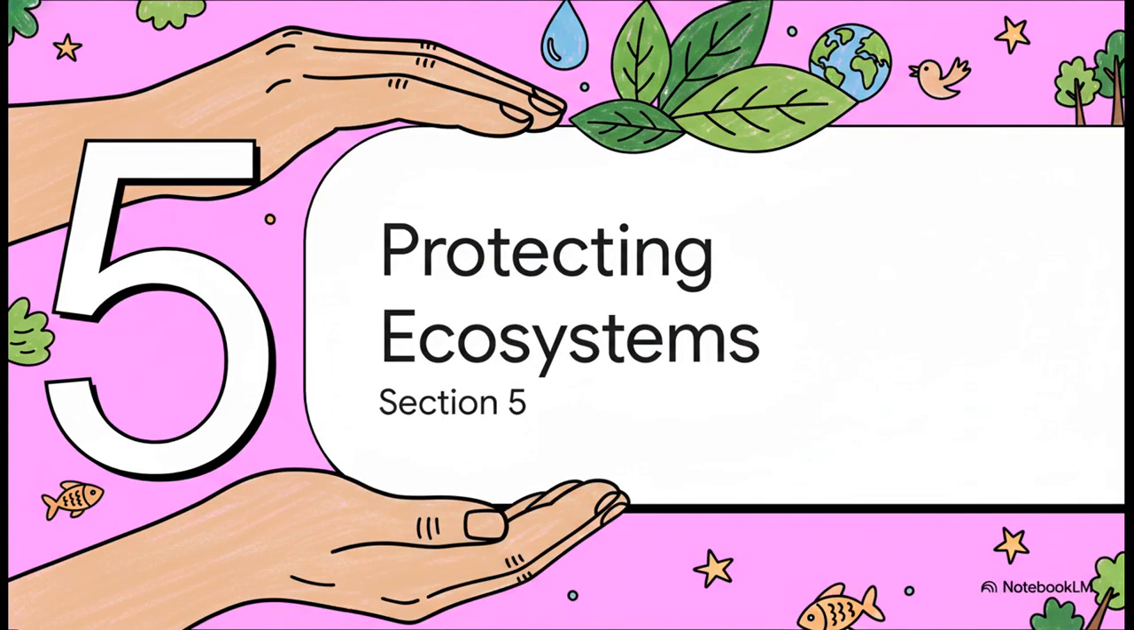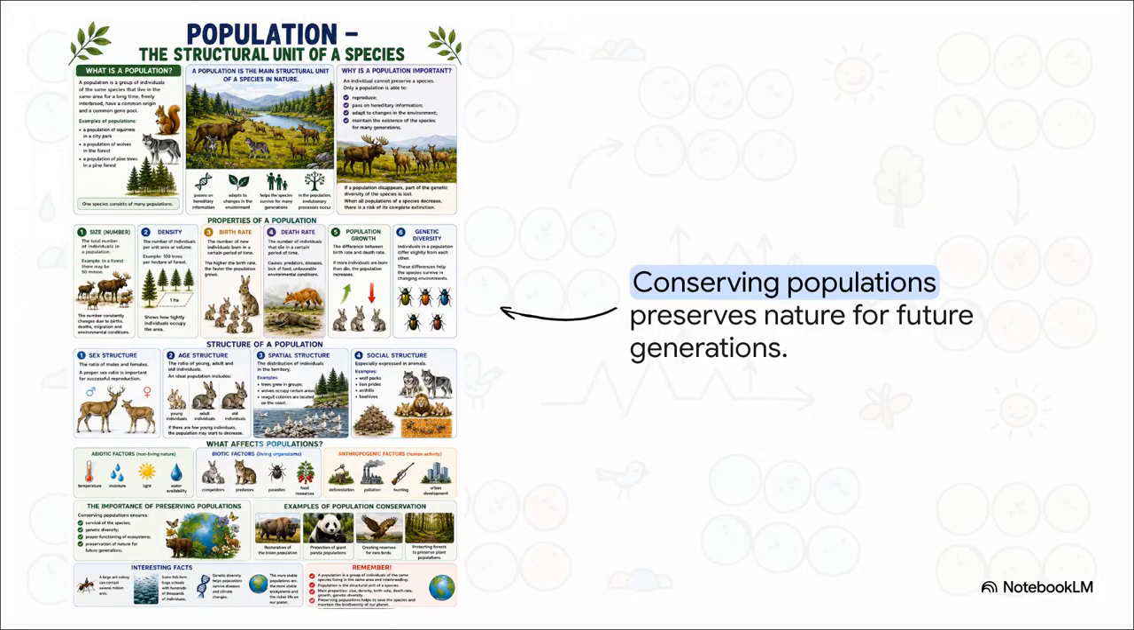Which brings us to Section 5, Protecting Our Ecosystems and Facts. But human impact doesn't have to be bad, right? When we step in to help, some pretty incredible things happen. Conserving populations ensures the survival of species and preserves nature for future generations. Just look at the successful restoration of the mighty bison population or the super dedicated protection of giant panda populations. By creating nature reserves for rare birds like eagles and protecting vast forests, we preserve the plant and animal populations that keep our entire global ecosystem functioning properly.